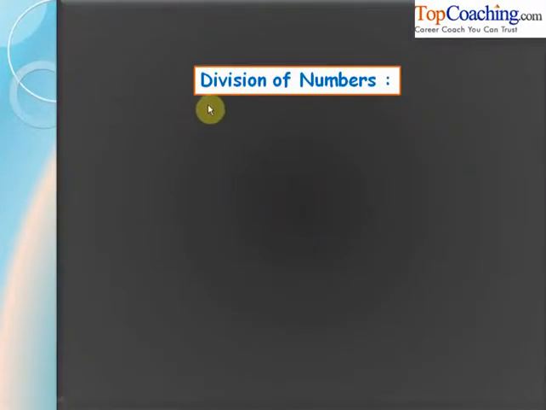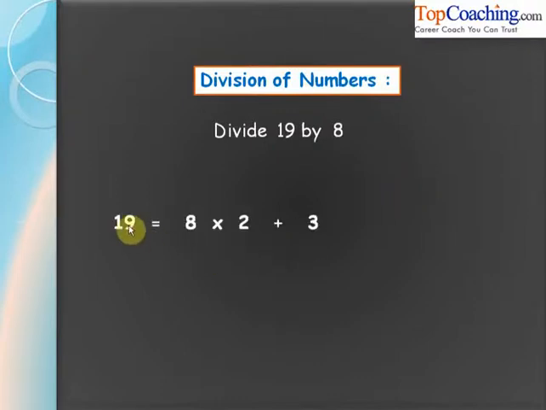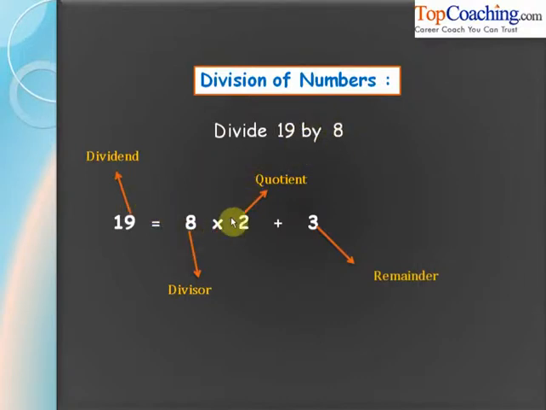So let's first check out the division of numbers. We are very well versed with the division of numbers. If we have to divide 19 by 8, then we know that we can write 19 as 8 into 2 plus 3. Here 19 is the dividend, 8 is the divisor, 2 is the quotient, and 3 is the remainder. So when we divide 19 by 8, we get the quotient as 2 and the remainder as 3.